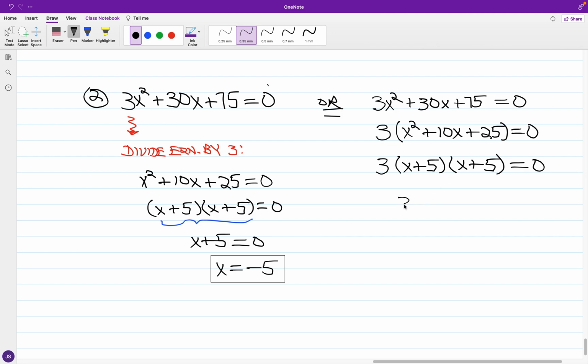If I were to put this in factored consolidated form, this is like 3 times the square of x plus 5 is equal to 0. And let me mention, with this 3, it is just a constant, not an x factor. So it's not doing anything with x, like adding, subtracting, multiplying, dividing, or even doing anything exponentially.